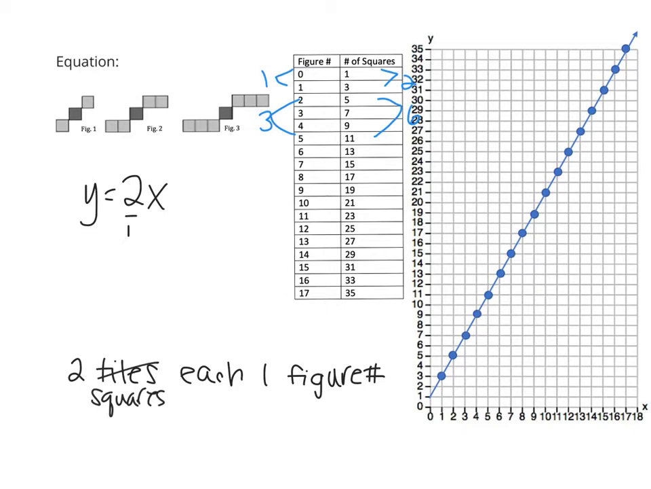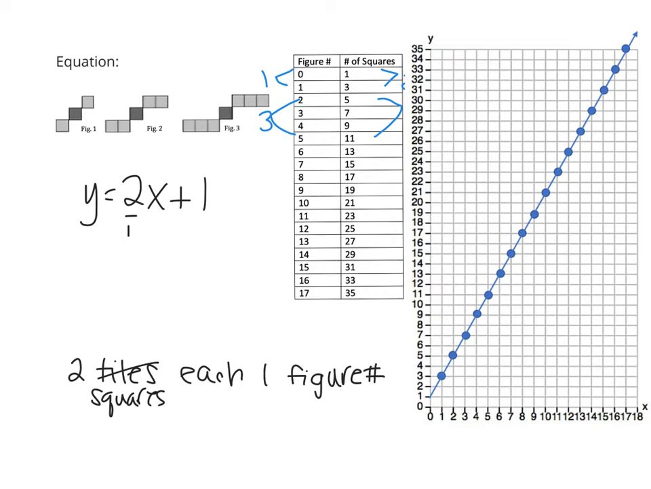Well, let's use some clues that we have in our graph. Look at our graph. What point does it hit at? What is this point called? Right, that's called the y-intercept. So I know that that y-intercept needs to be a part of my equation. So y equals 2x plus 1 would be my equation.